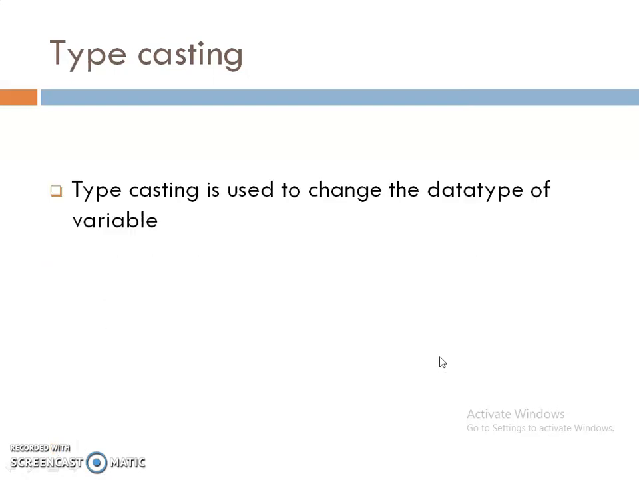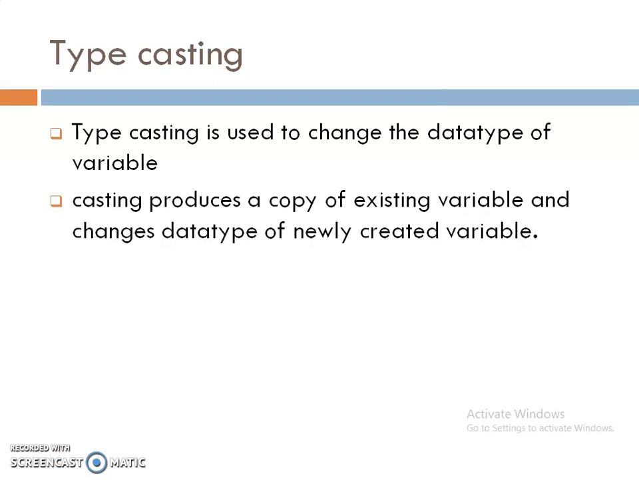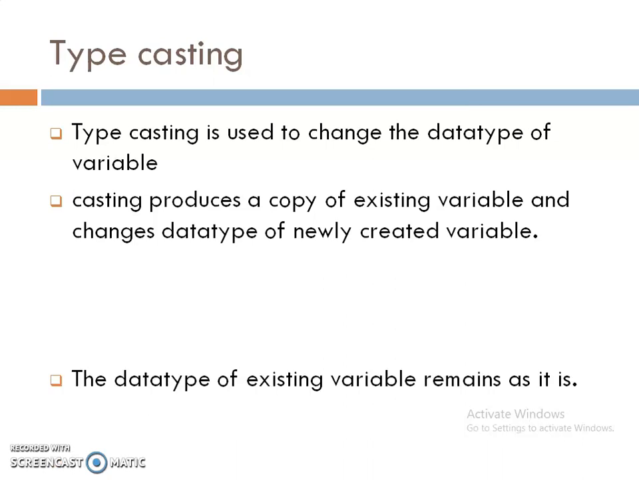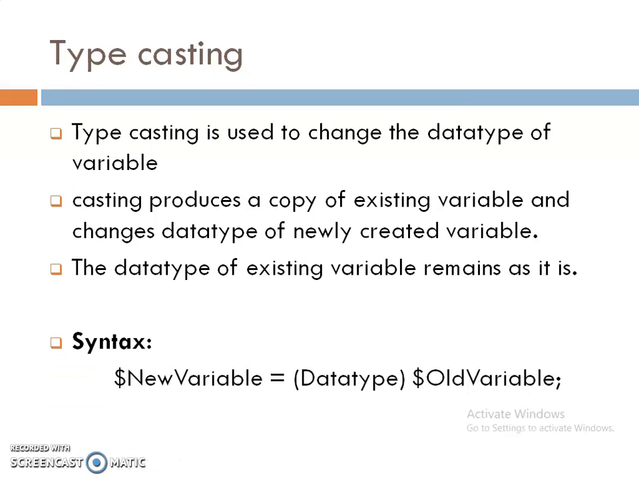Now typecasting. The typecasting concept is used to change the data type of a variable temporarily. Casting produces a copy of an existing variable and it changes the data type of the newly created variable. The data type of the existing variable remains as it is. Syntax: $newvariable is equal to (datatype) $oldvariable. This is the new data type for the variable.